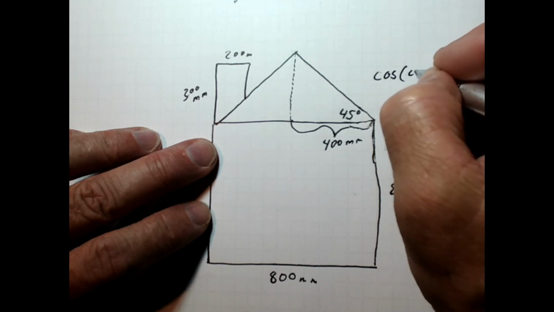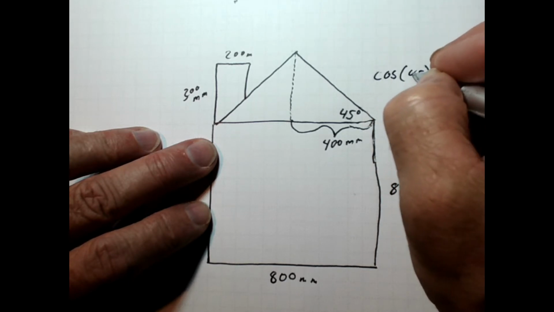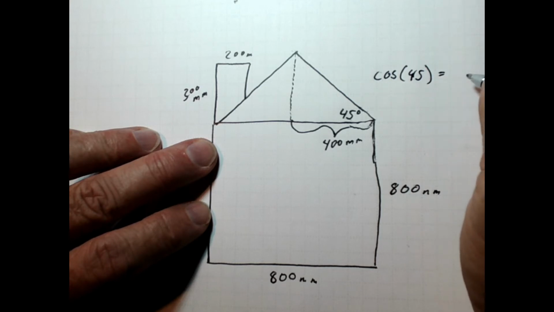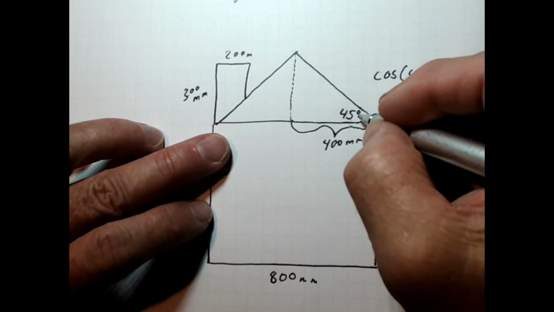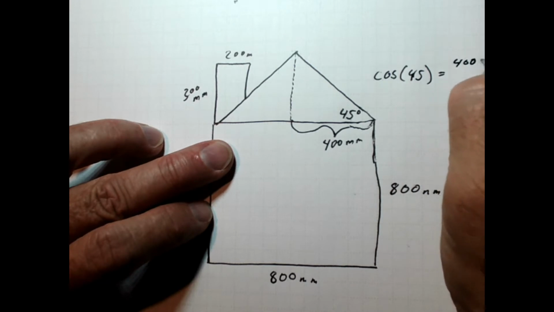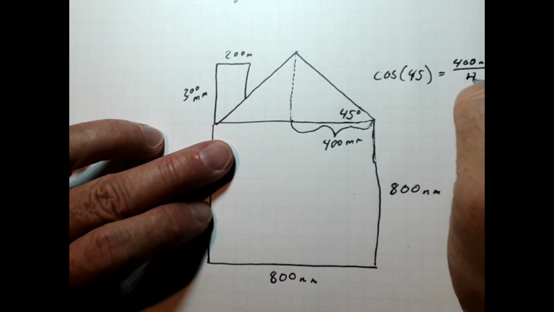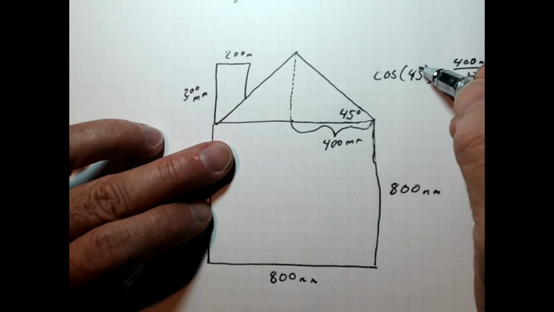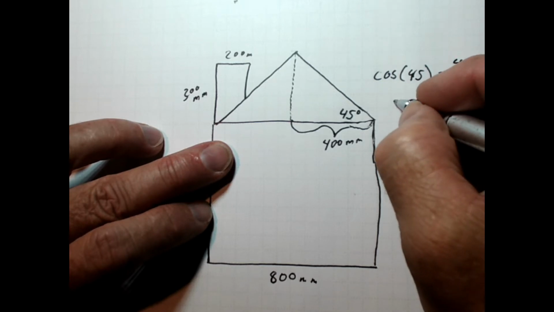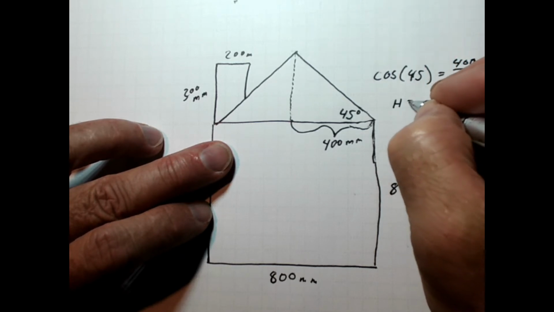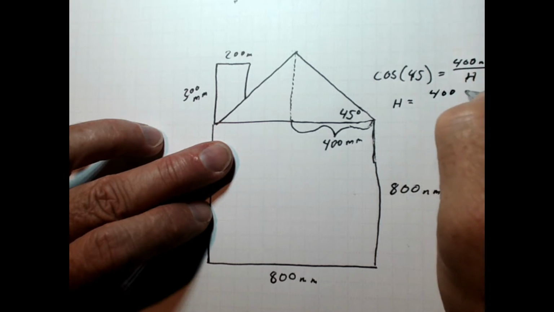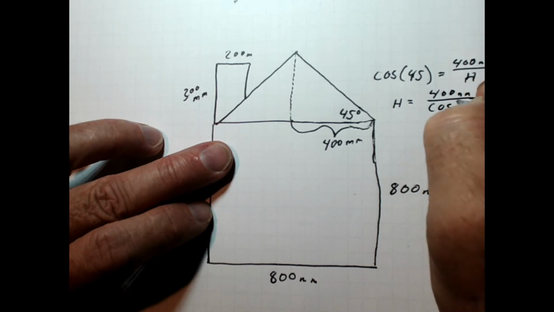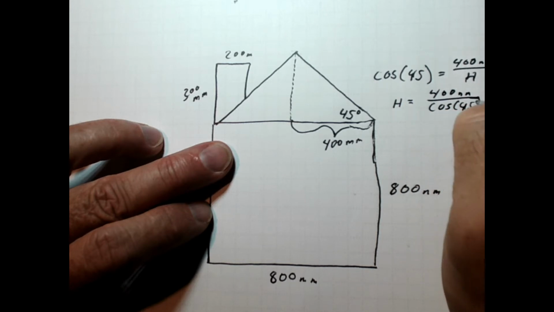So we're going to use the cosine of 45 degrees equals, this is going to be my adjacent side, which is 400 millimeters over the hypotenuse. Now we do a little bit of algebra. I multiply both sides by h, divide both sides by cosine of 45, so I get the hypotenuse equals 400 millimeters divided by cosine of 45 degrees.